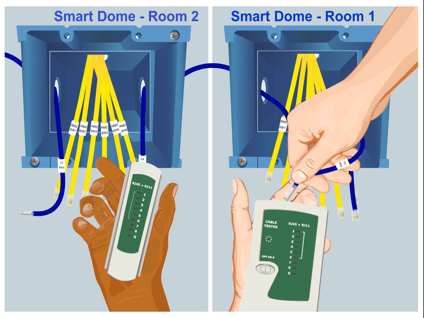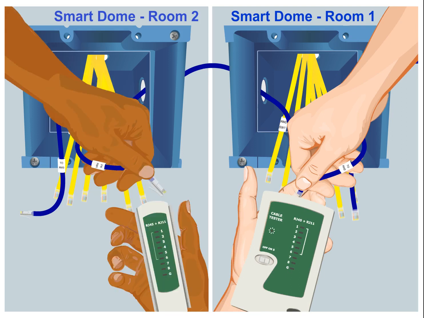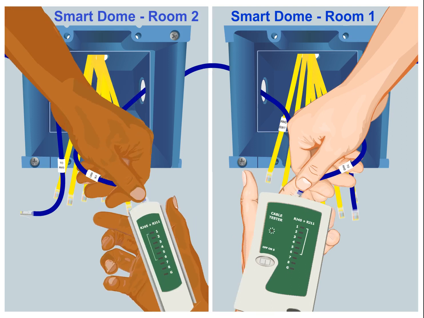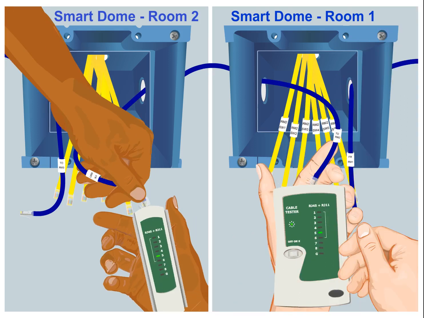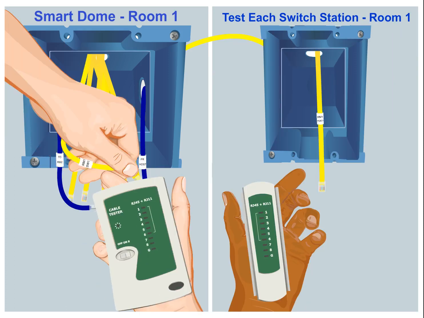Using an 8-conductor LAN tester, ensure all wires pass a continuity test. Connect the smart dome light's blue cable from room 1 to room 2 using the tester. This will require 2 people. Then test each yellow wire.